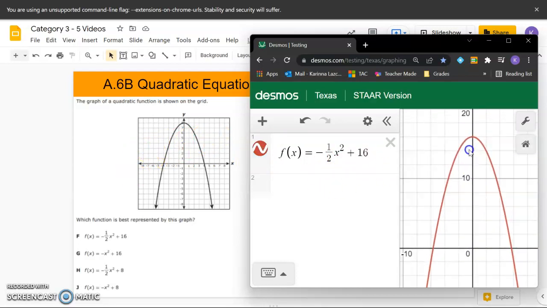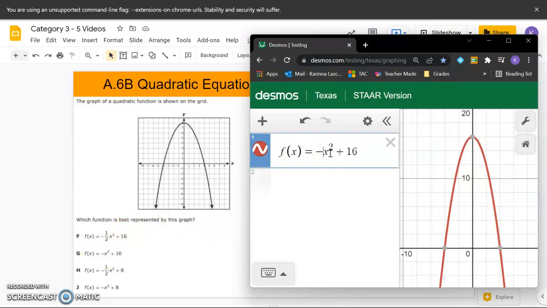So the first thing that I like to do is to click on this dot, which is 16. Is that 16? No, it's not. It's actually just 8. So automatically I don't check anything else. Let me go on to the next one, which is negative x squared plus 16. I click the highest point. It says 16 and it's not the same one because this is just 8.